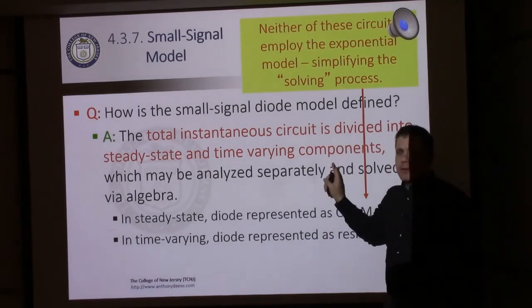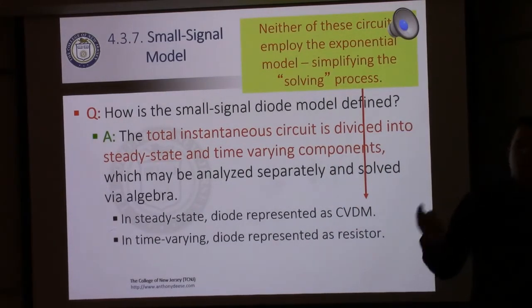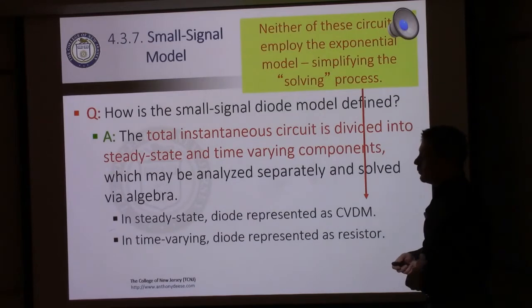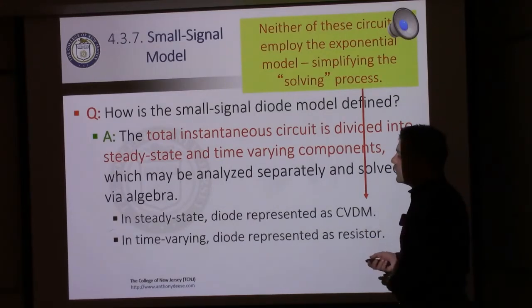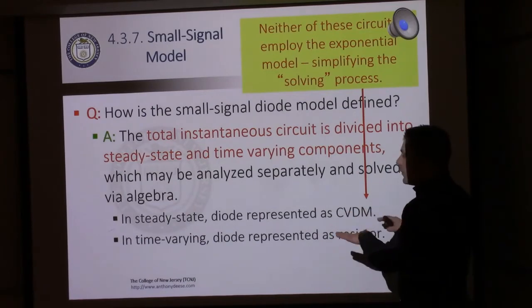Because we are linearizing the model. When we linearize the model, we can then apply superposition, and superposition tells us that we can separate the inputs, look at their effects separately, calculate those effects or those outputs, and then impose them on one another or add them back together, depending on, well, in this case, it's going to be addition. So how are we going to represent the diode for the two different circuits?